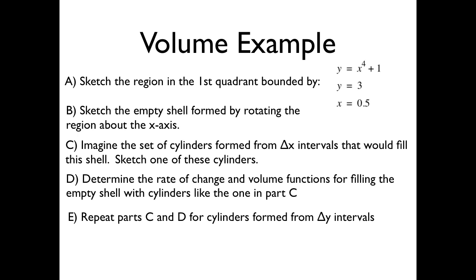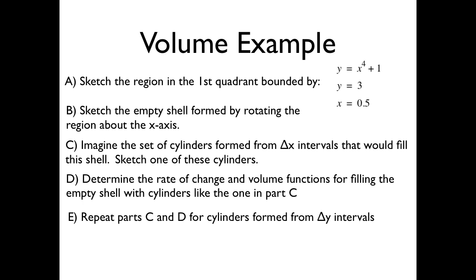Here's the example. You're first going to sketch the region in the first quadrant, bounded by y equals x to the fourth plus 1, y equals 3, and x equals a half, 0.5. And then we're going to rotate that about the x-axis and get an empty shell by rotating that enclosed region around the x-axis. So make sure you have your drawing right before you go any further than part B. Make sure you're imagining and drawing this correctly.